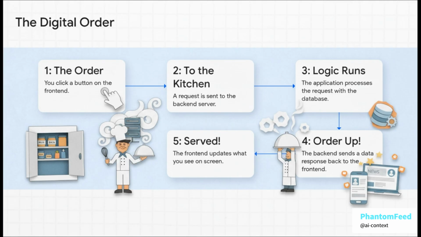It all starts with you clicking a button. That's the order. That click sends a request flying over to the server. It's heading to the kitchen. From there, the application logic, our chefs, get to work, probably grabbing some ingredients from the database pantry. Then, order up, the back end sends a response back to you, and finally, served. The front end, your screen, uses that data to update and show you what you wanted to see.